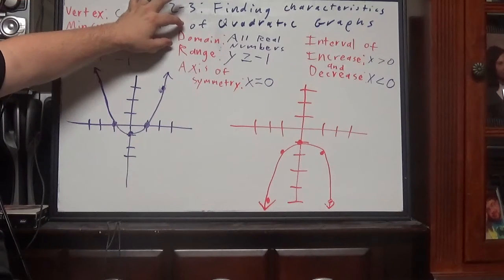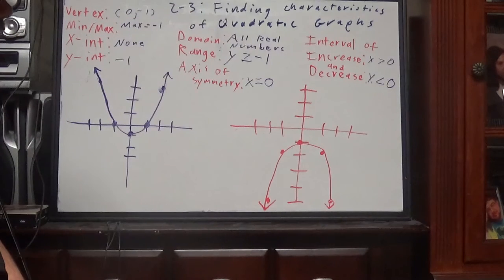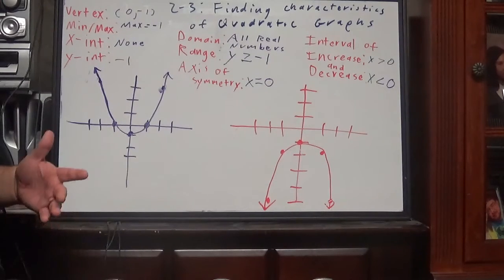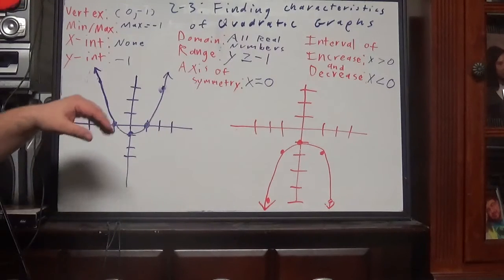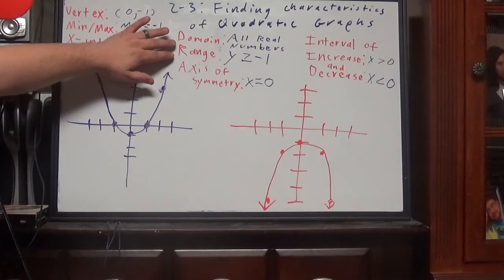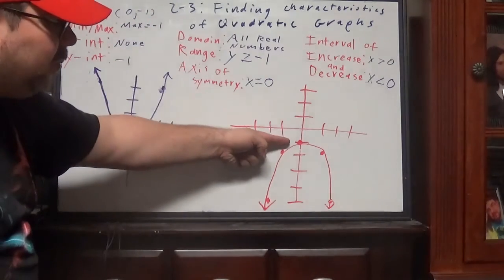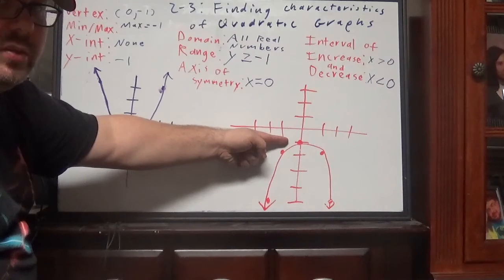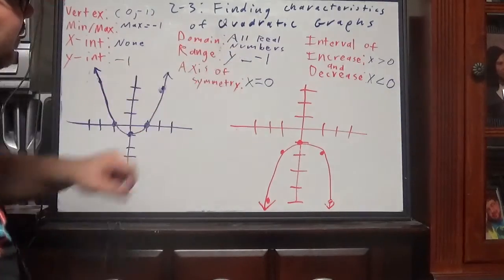Domain is still all real numbers. Whether it's positive or negative, the domain of a quadratic is always all real numbers, unless we have a domain restriction of some sort, which we will not in this class. The range originally said y is greater than or equal to negative 1. Well, when it was going up, it was greater than. So if it's going down, we're going to change that and make that less than.